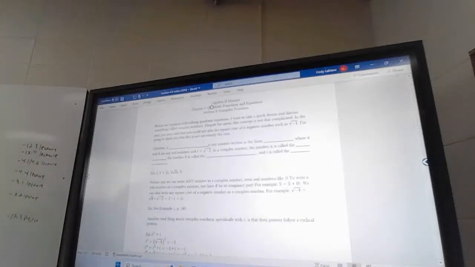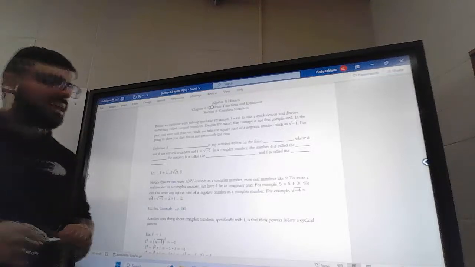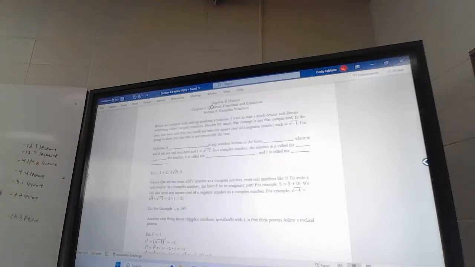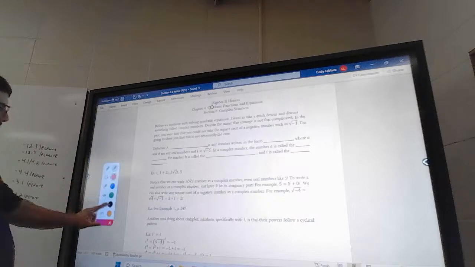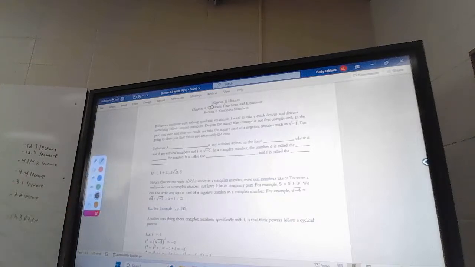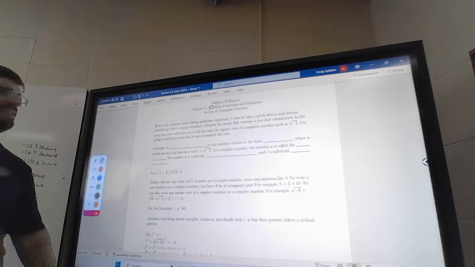So before we continue with solving quadratic equations, which we were doing at the tail end of this last section, I want to take a quick detour and discuss something called complex numbers. Even though the name sounds intimidating, it's really not. In the past, you may have been told that you cannot take the square root of a negative number. This section is to show you that this is not necessarily the case.